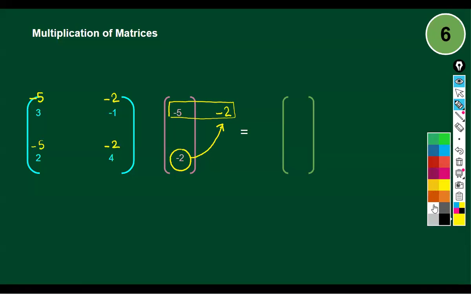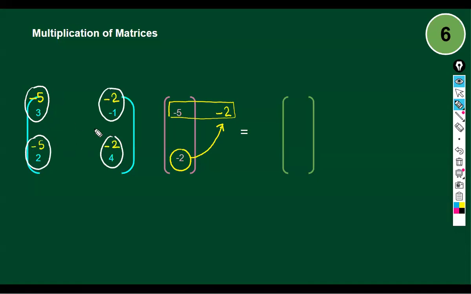And what do you do with each pair of numbers? You multiply them, right? So you're going to multiply each pair of numbers here. So I'm just going to put the multiply signs. And I think this is where the mistakes started to happen with the signs. -5 multiplied by 3 is -15, not positive 15. -2 multiplied by -1 is positive 2. -5 multiplied by 2 is -10, and -2 by 4 is -8.